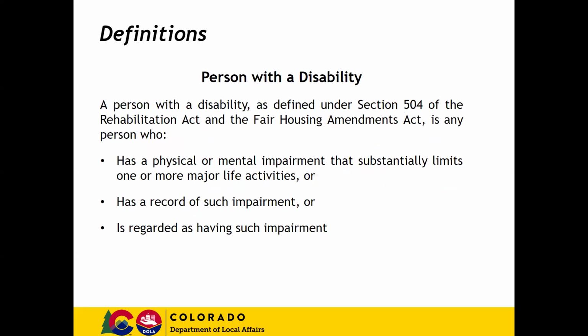And when these forms of legislation discuss a person with a disability, here is that definition that they are citing. A person with a disability, as defined under Section 504 of the Rehabilitation Act and the Fair Housing Amendments Act, is any person who has a physical or mental impairment that substantially limits one or more major life activities, or has a record of such impairment, or is regarded as having such impairment. So this is our definition for a person with a disability as it relates to reasonable accommodations.